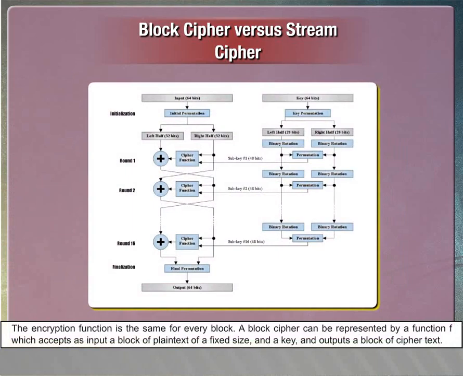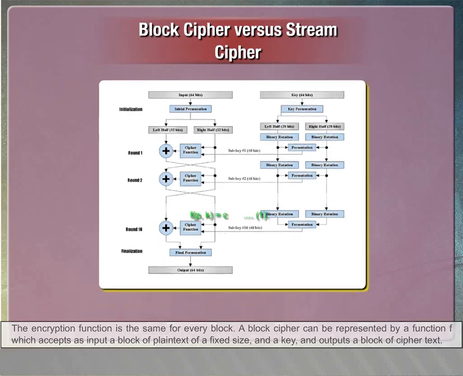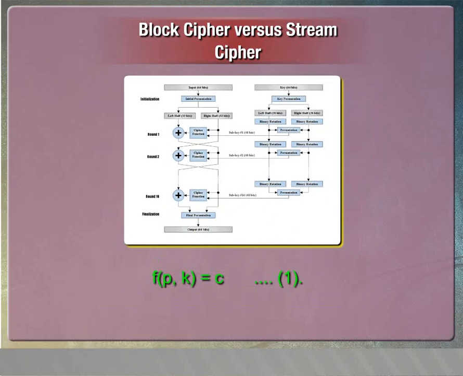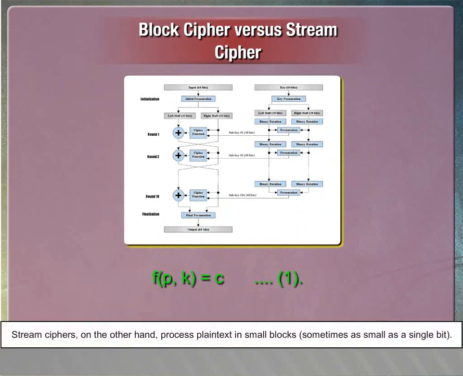The encryption function is the same for every block. A block cipher can be represented by a function f, which accepts as input a block of plaintext of a fixed size and a key, and outputs a block of ciphertext: f(p, k) = c, equation 1. Stream ciphers, on the other hand, process plaintext in small blocks, sometimes as small as a single bit.